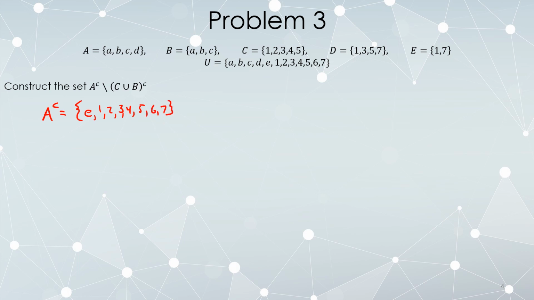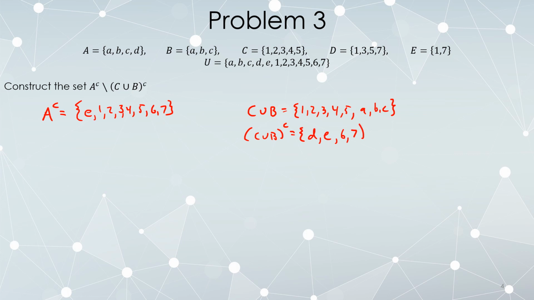Okay. We also need to construct C union B, so that's just going to be a list of everything in C and everything in B as well. Then the complement of those is everything in the universe that isn't what I just wrote. So in the universe, we have the letters A, B, C, D, E, but I'm not going to include A, B, C, so I only include D, E. In the universe, we have the numbers 1, 2, 3, 4, 5, 6, 7, but this set does have 1 through 5, so the complement is only going to include 6 and 7.